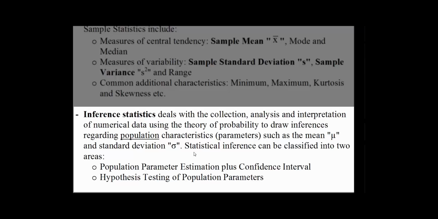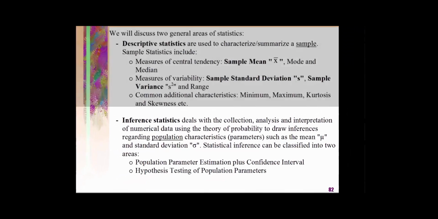Statistical inference can be classified into two areas. First, estimating population parameters, where confidence intervals fall into that category. And next, hypothesis testing of population parameters, where we make statistical inferences about a population parameter being equal to, greater than, or less than a hypothesized parameter. And we're going to be talking a lot more about all of this shortly.